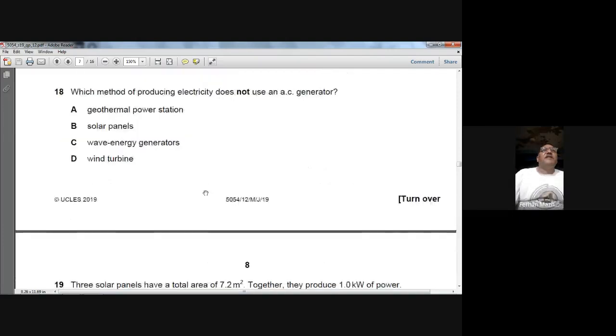Okay, on your screen we have question number 18. Which method of producing electricity does not use an AC generator? Geothermal power station, it involves a generator. Solar panels, they do not involve a generator. Wave energy generators, they involve generators. Wind turbine also involves generators. So solar panels do not use alternating current generators. So B is the option. Question 18, B is the option.